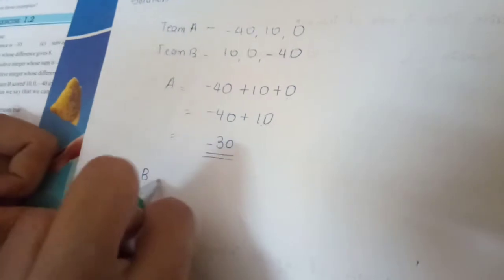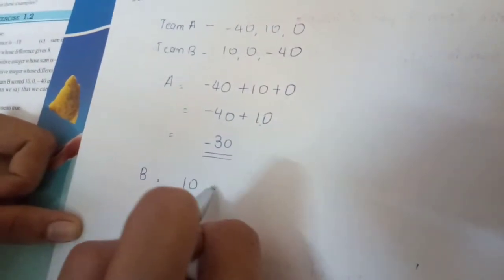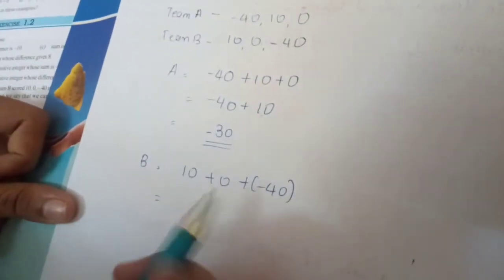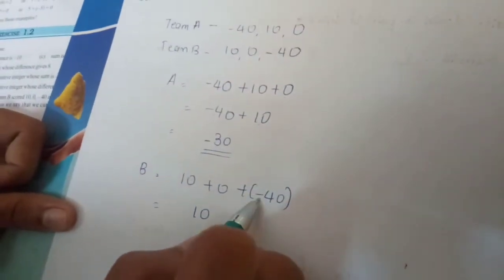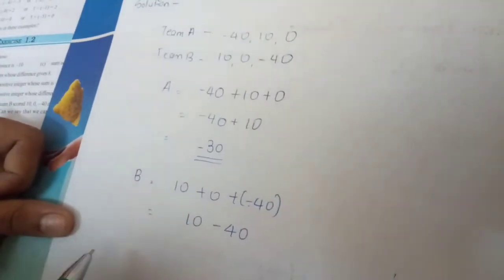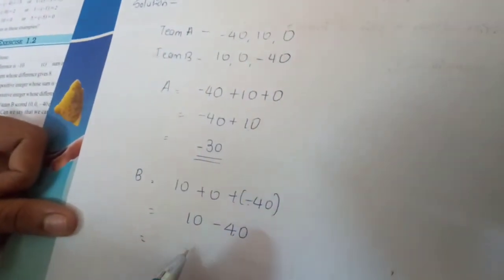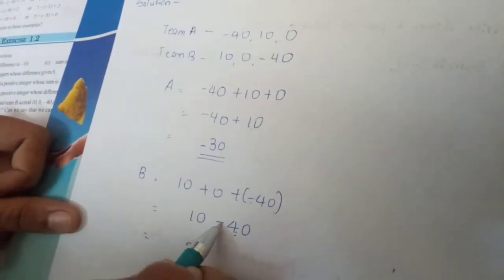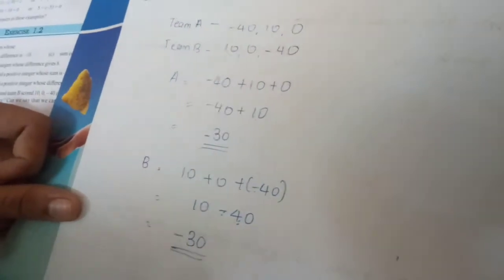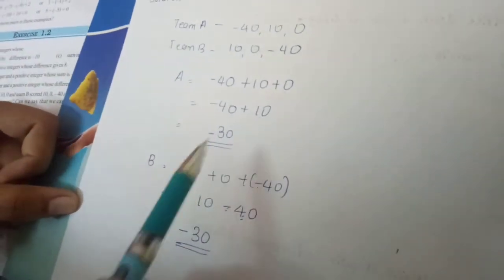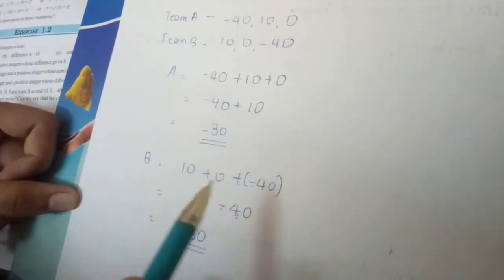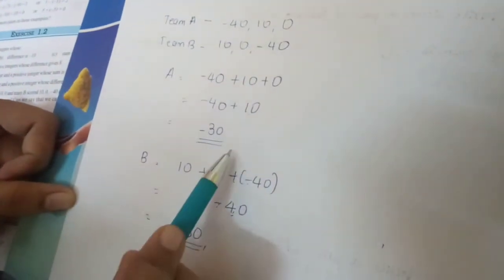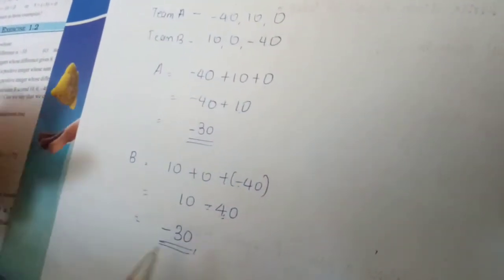Next is Team B. B has scored 10 plus 0 plus minus 40. 10 plus 0 is 10. Plus into minus is minus 40. 10 minus 40, that is 30. 40 is the greater number, and 40 has a sign of minus, so it will be minus 30. Now you can see A's score is minus 30 and B's score is also minus 30. You can say that both teams have scored equally.